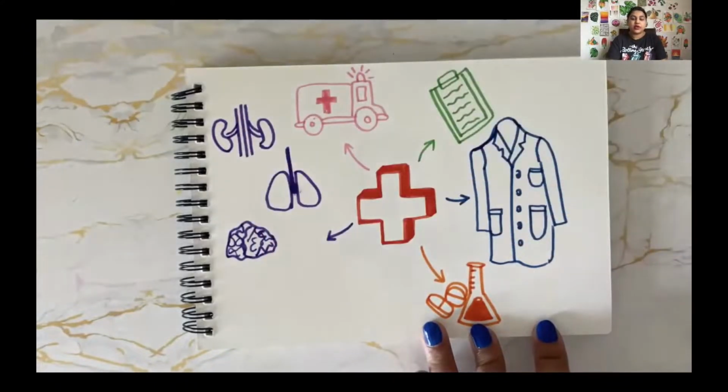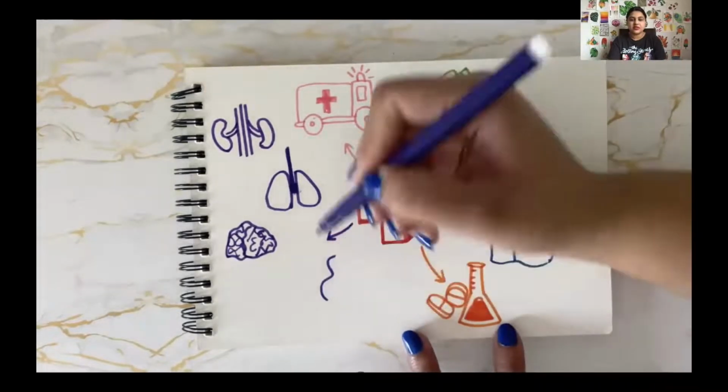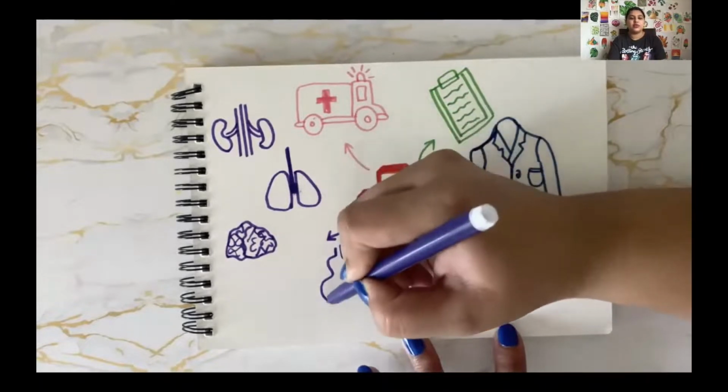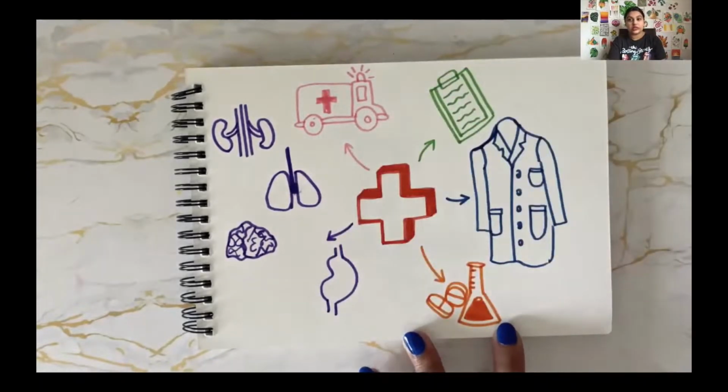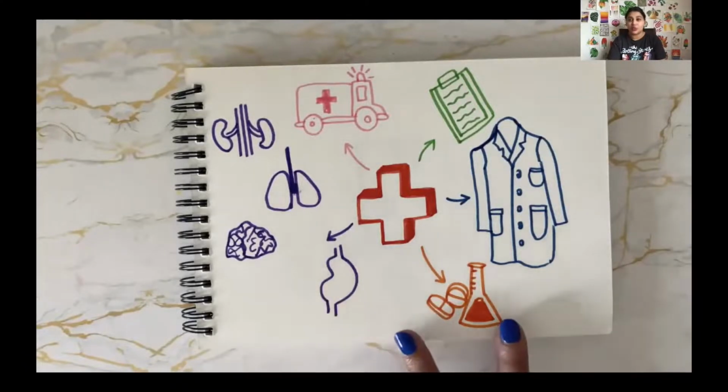And then I'm going to draw the stomach. And finally, once I am done with my stomach, I'm also going to draw the liver. Now, what do I mean by these different parts of the body? Why have I actually drawn these different parts of the body?